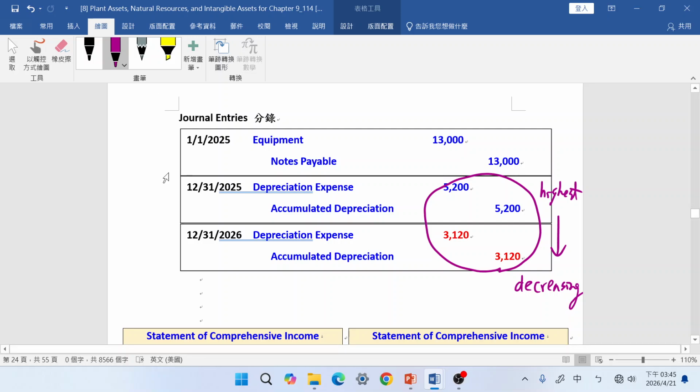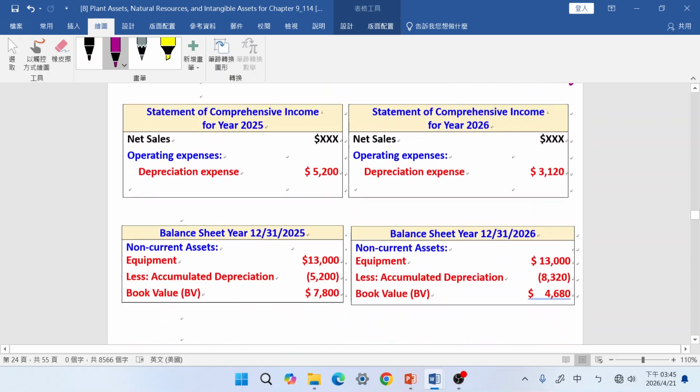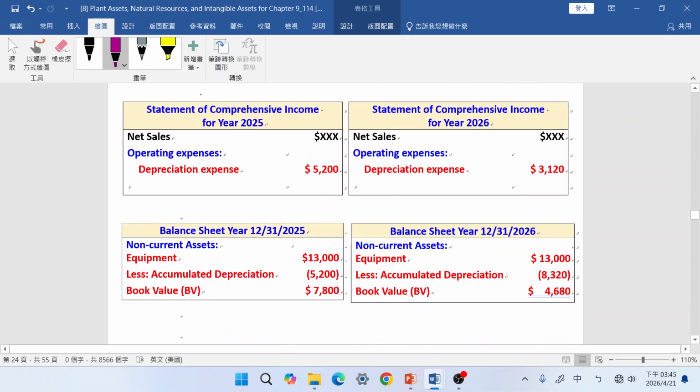Any questions? How about financial statements? For financial statements, we have the numbers from your tables, right? So first year depreciation expense 5,200. Second year depreciation expense $3,120.